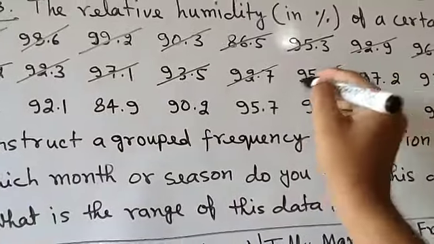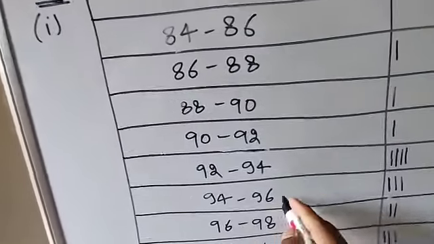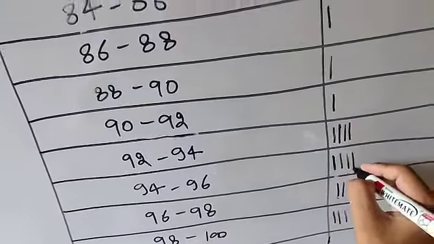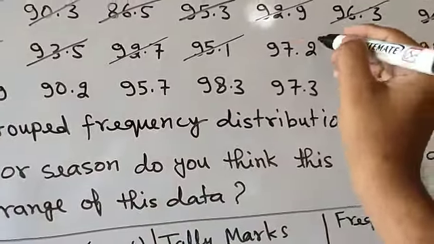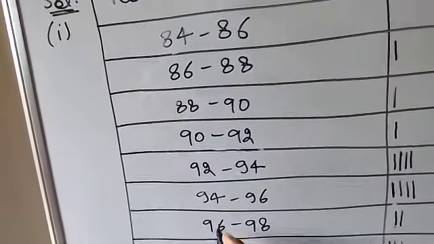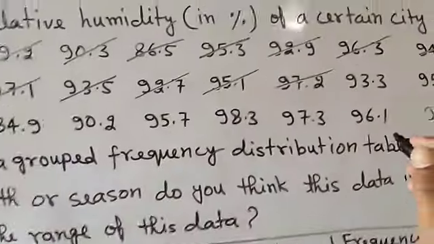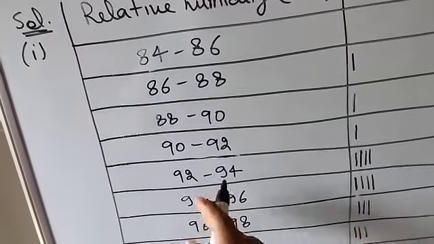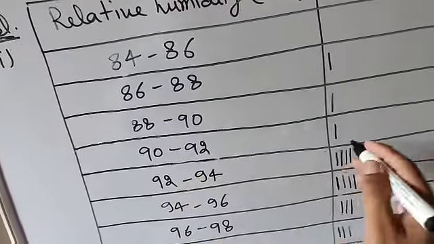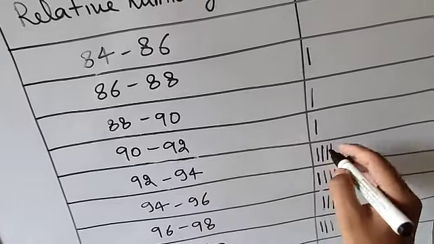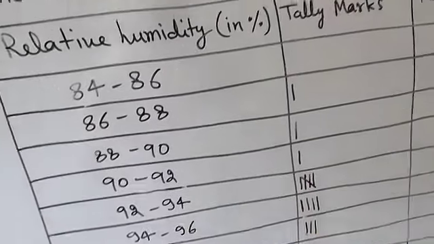Then 95.1, cut it here, and it will exist between 94 and 96. Then 97.2, cut it here, and it will be in between 96 and 98. Then 93.3, cut it here, and 93.3 will exist between 92 and 94. So here 4 is already there, for the fifth you will cut it.